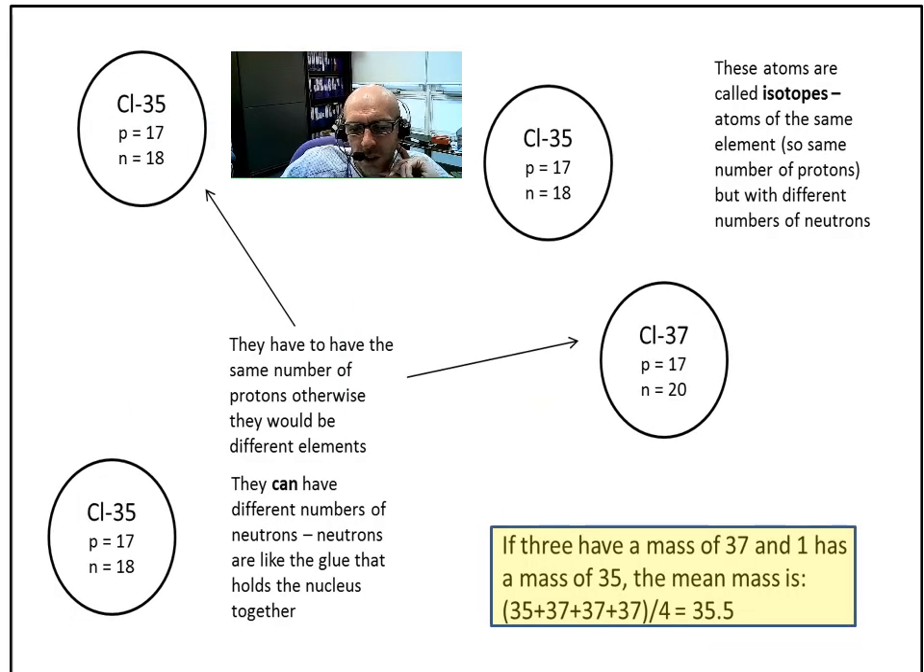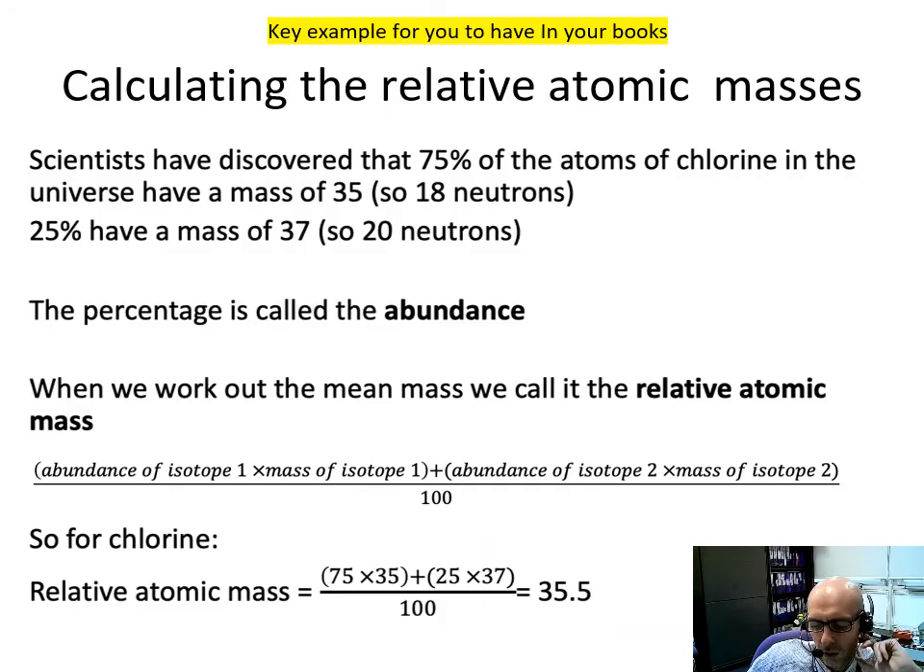To take an average of them, for example here, 35 and 37 and 37 and 37. Now, that's easy for chlorine, and that's why the average comes out when you divide it by 4 at 35.5. However, what you need to do in this last couple of minutes is this is how you work it out for any element.